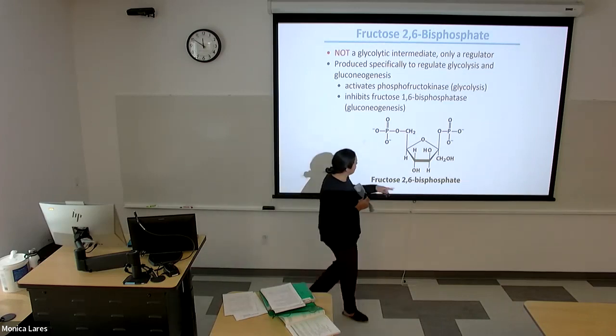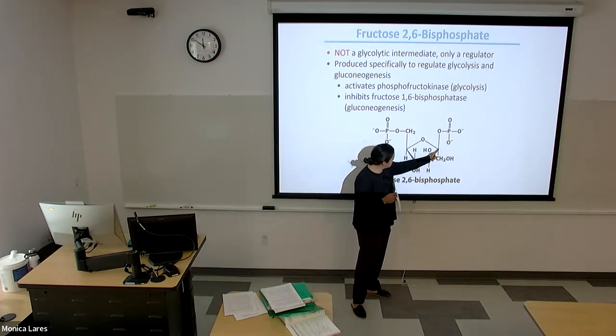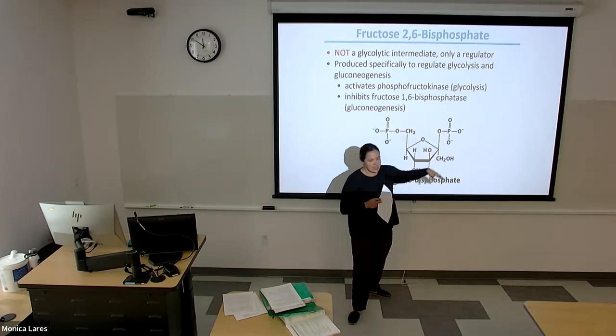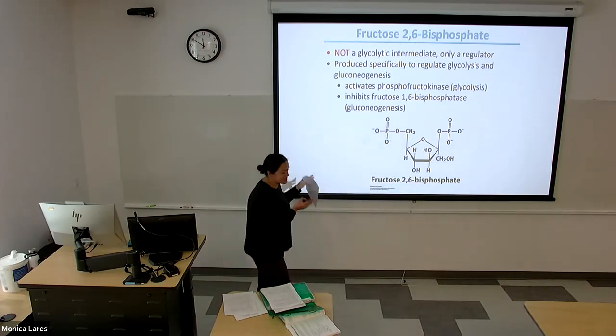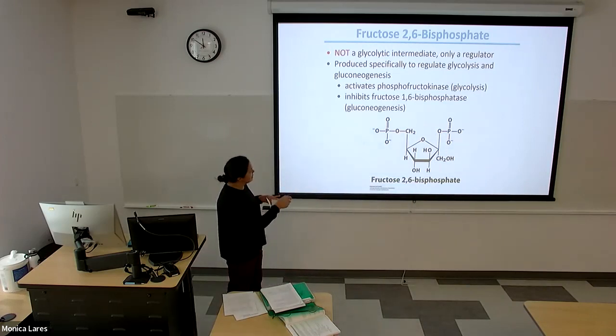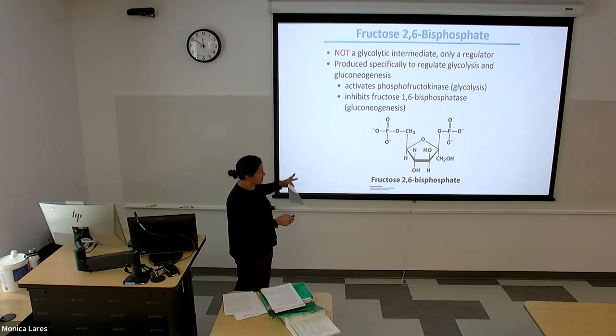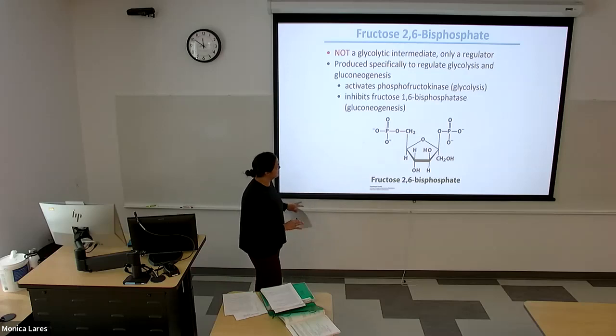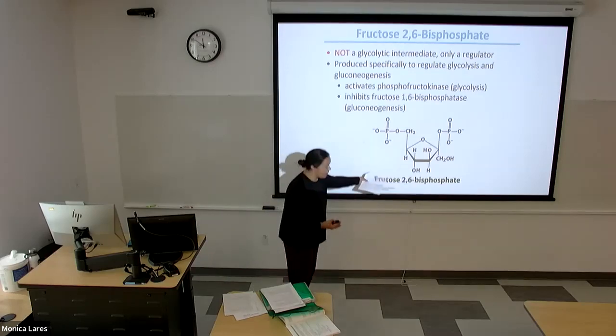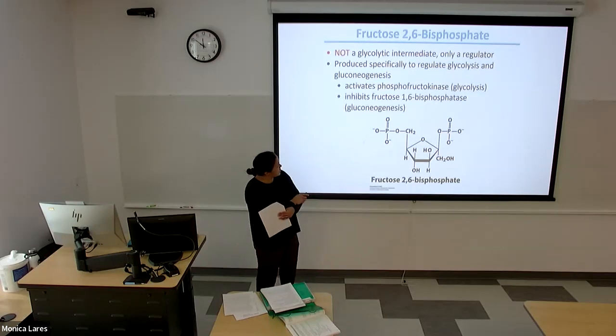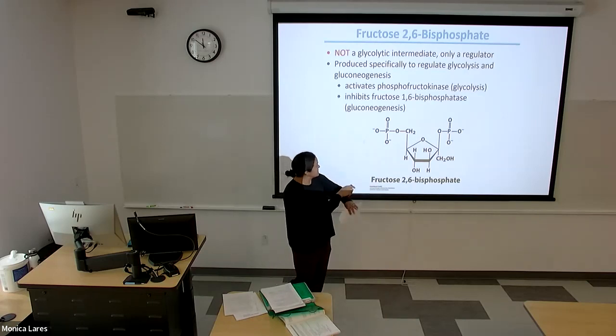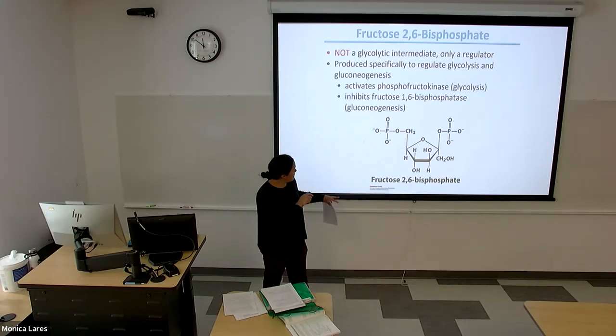So notice there's carbon 1, 2, 3, 4, 5, 6. So carbon 2 and 6 have the phosphate groups attached. This is not a glycolysis intermediate. This is only a regulator, and it's produced specifically to regulate glycolysis and gluconeogenesis. This small molecule activates phosphofructokinase 1, which is an enzyme in glycolysis, and it inhibits fructose 1,6-bisphosphatase, that FBPase1, in gluconeogenesis.